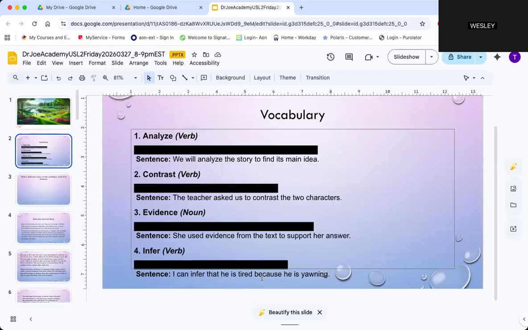Okay, we're gonna go straight into class. It's actually some vocab today. So, can you read the first word, analyze, and read the sentence? We'll analyze the story to find its main idea. What do you think that means?